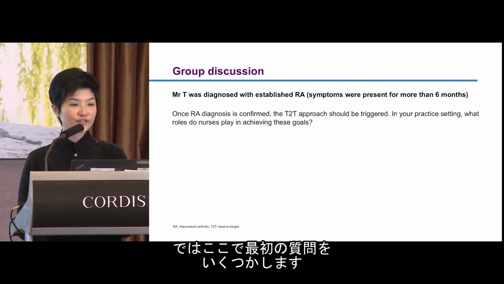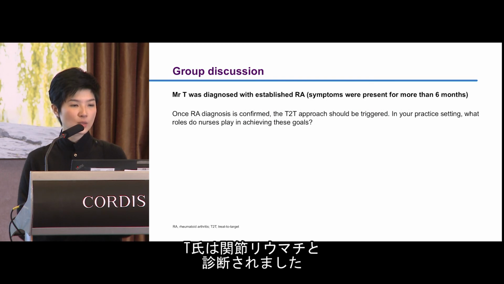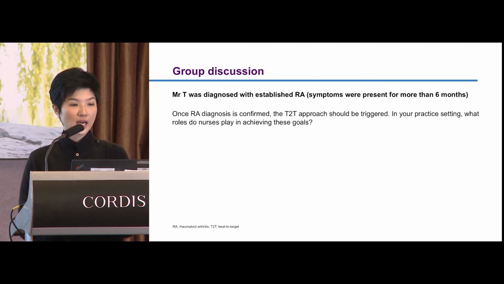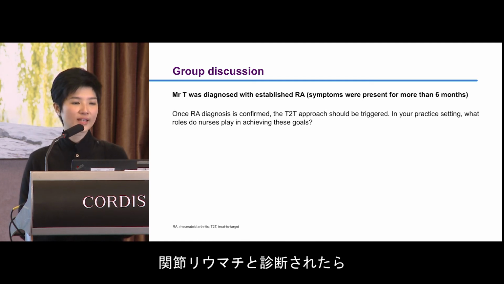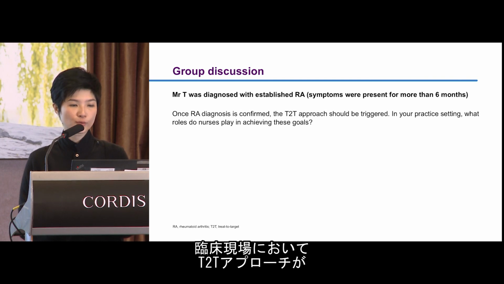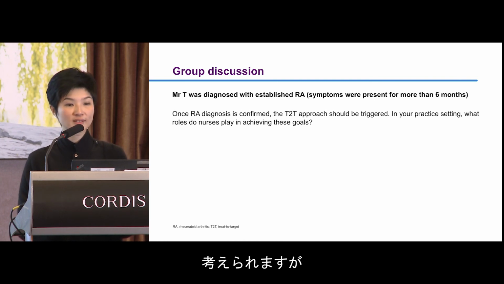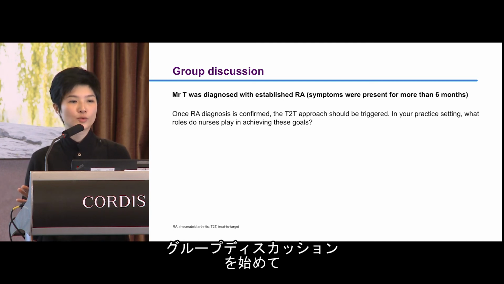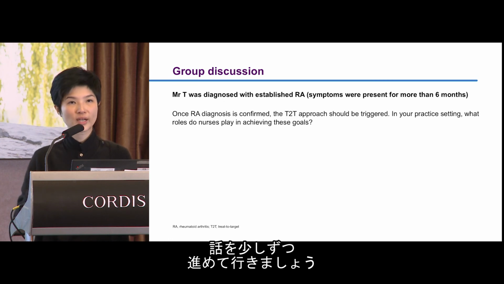So here we come to the first set of questions. Mr. T was diagnosed with established RA. Symptoms were present for more than 6 months. The question is, once RA diagnosis is confirmed, the T2T approach should be triggered. In your practice setting, what roles do nurses play in achieving these goals? Then we'll start our group discussions, and we'll go through the story bit by bit.